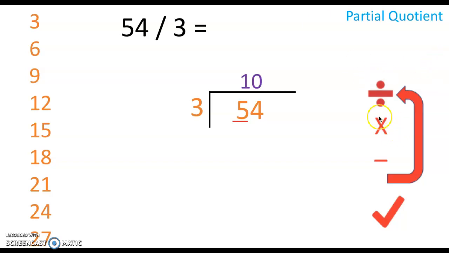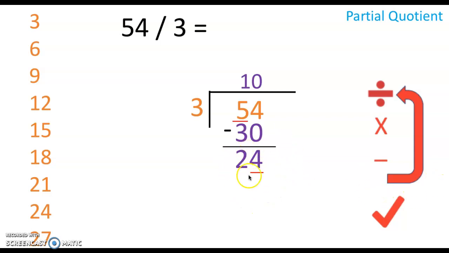Next, let's go on to our next step of multiply. 10 times 3 is 30. Then let's subtract. 54 minus 30 is 24. We're going to repeat to our next place value. Our next place value is the ones place.